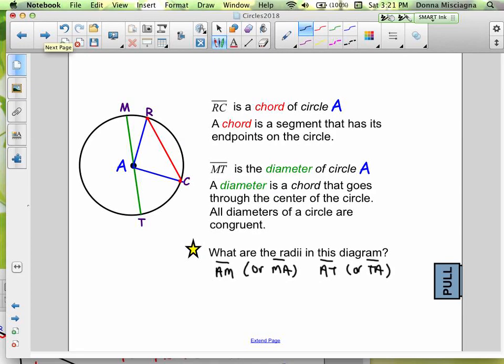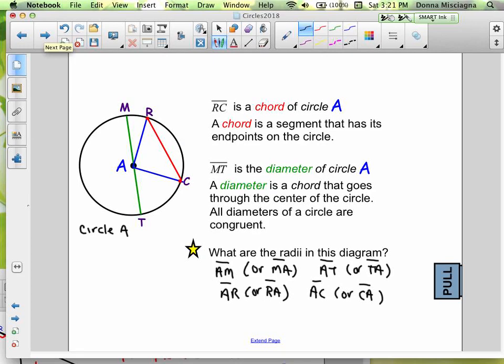Those two are the most obvious ones, but if you notice, there's a segment that goes from A, which is the center of the circle, so this is circle A, to R, which is a point on the circle. So that means that AR, or RA, is another radius, and so is AC, or CA. Right? And they all get this symbol for a line segment. Oops, we missed these two. Because they are finite.